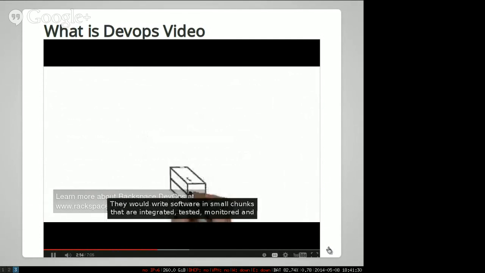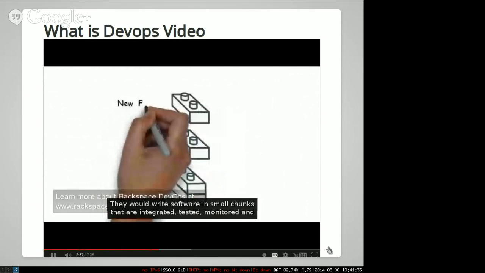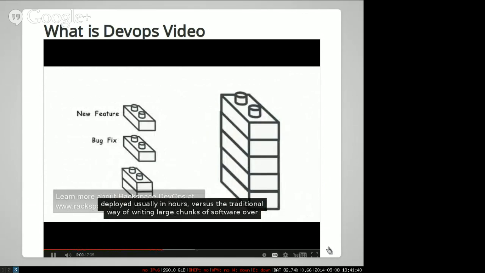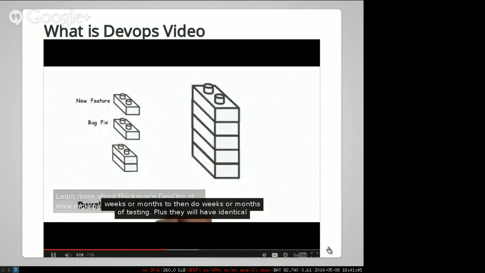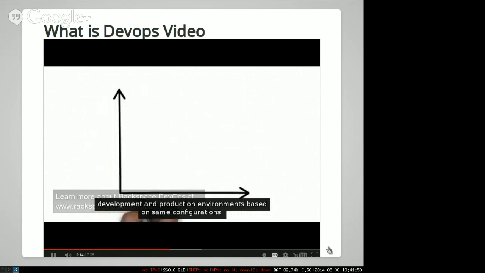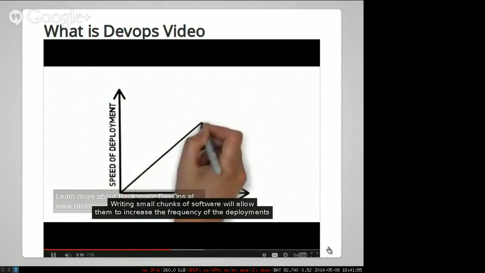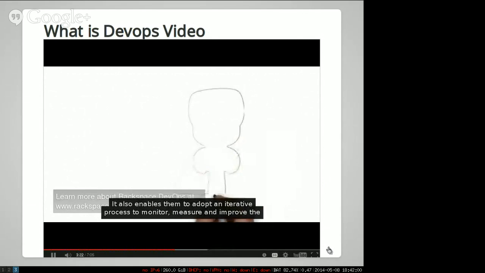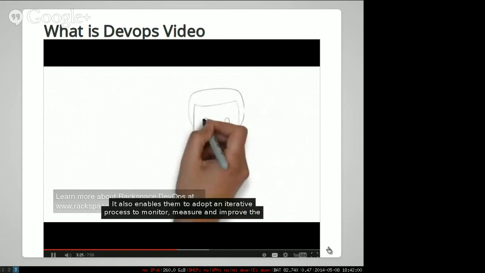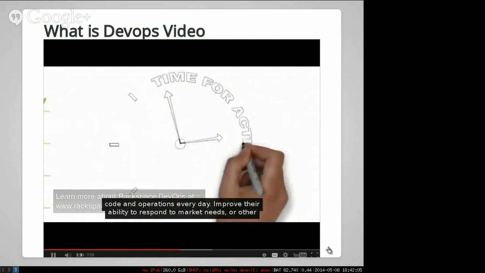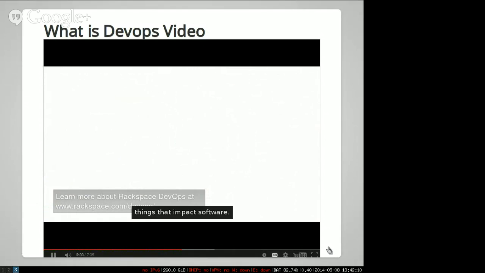They would write software in small chunks that are integrated, tested, monitored, and deployed, usually in hours, versus the traditional way of writing large chunks of software over months, and then doing weeks or months of testing. Plus, they will have identical development and production environments based on the same configuration. Writing small chunks of code will allow them to increase the frequency of deployments and improve the time to deploy new code. It also enables them to adopt an iterative process to monitor, measure, and improve the code and operations every day, and improve their ability to respond to market needs or other things that impact software.